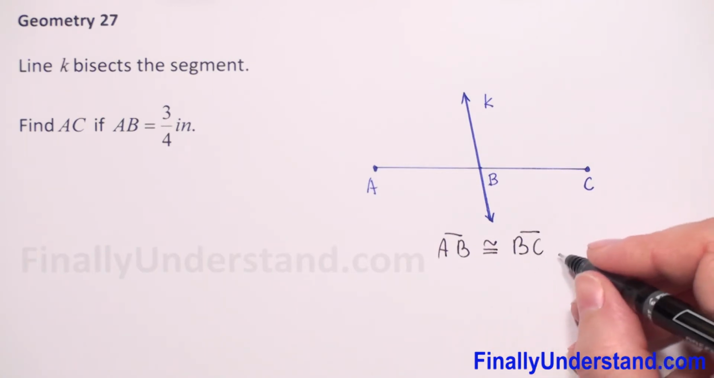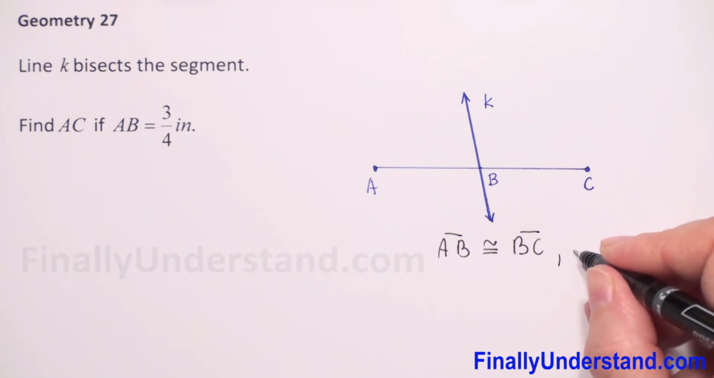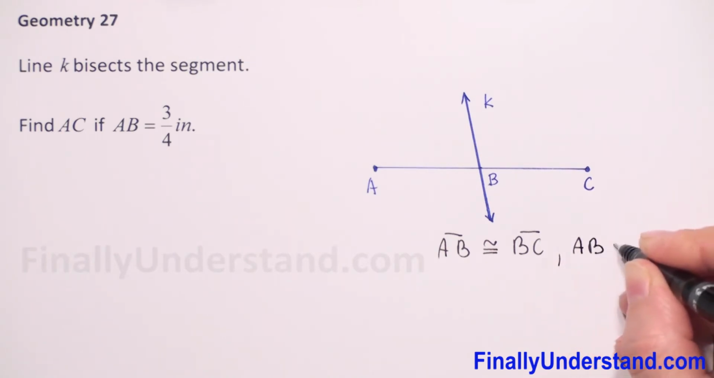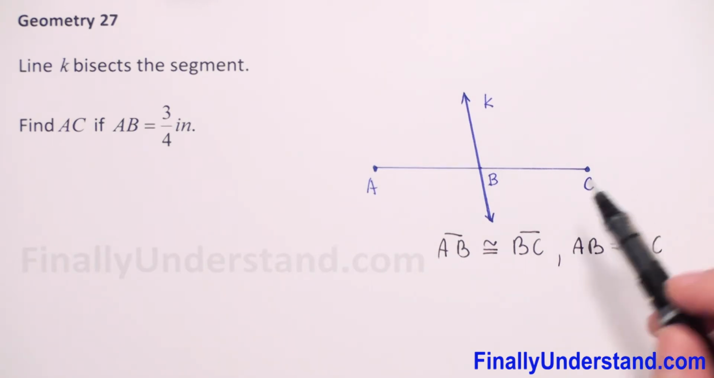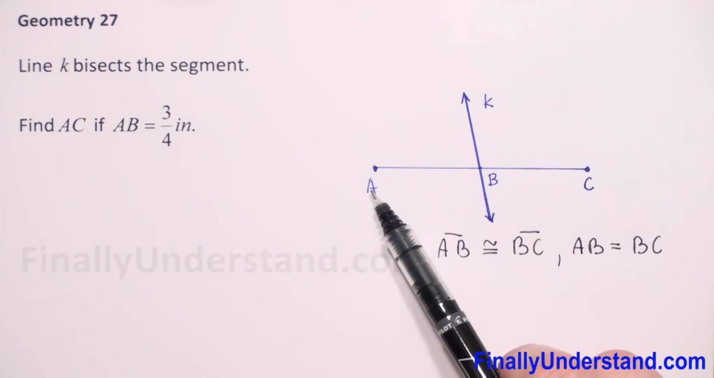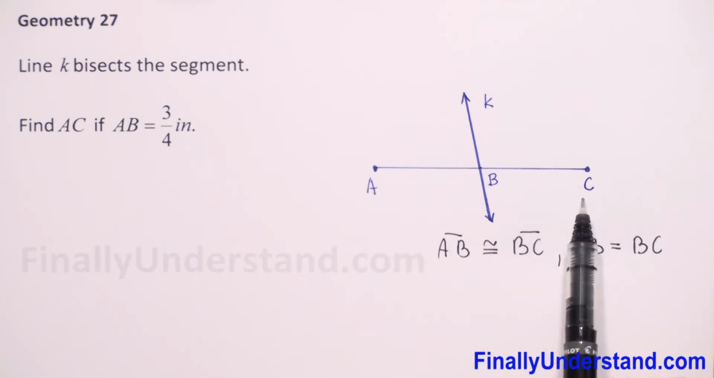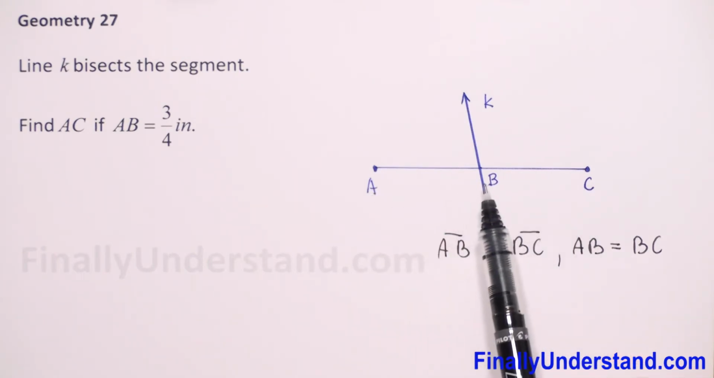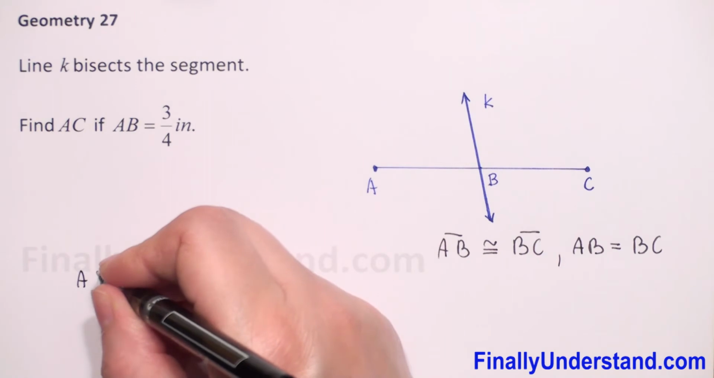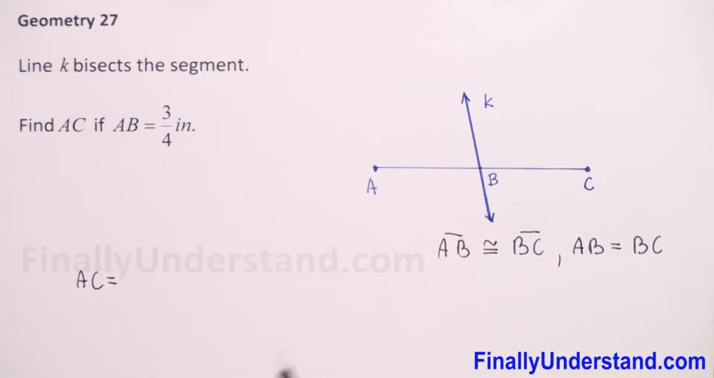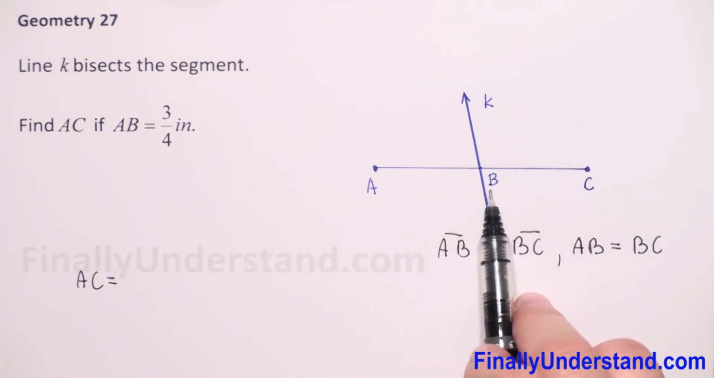So it means that the length of AB is equal to the length of BC. And we need to find the length of AC if the length of AB is equal to 3/4 inch. We can write the equation that AC is equal to AB plus BC.